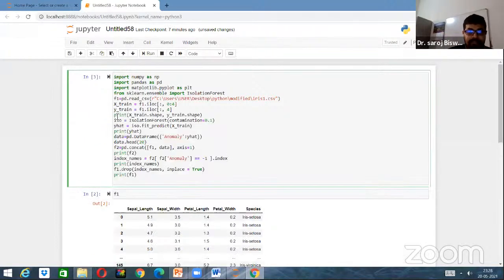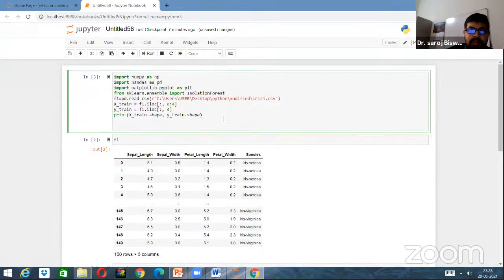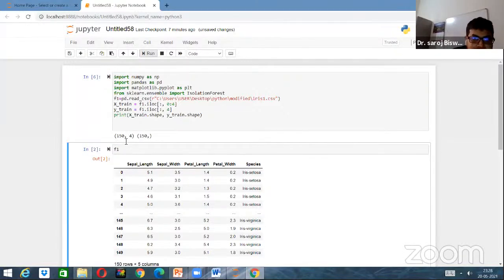So paste here. I'm printing the shape. Shape means how many columns and how many rows there are. I'm just running this one. If I run it, I can see the shape here. Shape means we can see how many rows and how many columns there are.